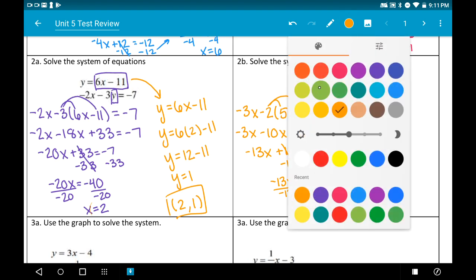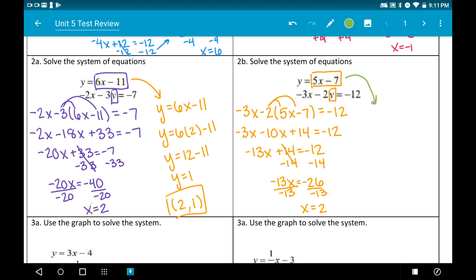Now we need to figure out what y equals. So I'm going to take this y equals equation. So it's y equals 5x minus 7. And I'm going to replace x with whatever x equals. So x equals 2. So it's y equals 5 times 2 minus 7. So 5 times 2 equals 10, minus 7. So y would equal 3 here. So our answer would be 2, 3.